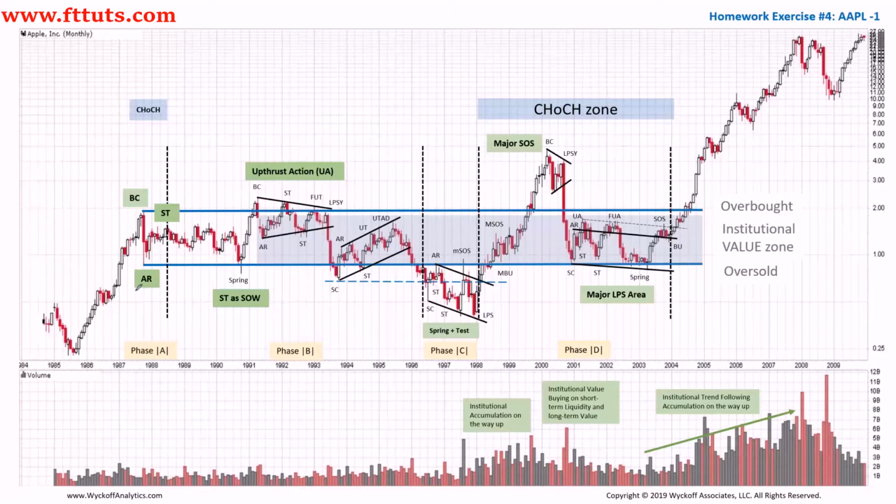Can we label automatic reaction as a shakeout? Yeah, you can definitely do this because, again, it doesn't influence your trade decision right here on the spring. So this could be a shakeout, automatic reaction, secondary test, and here's your phase A anyway. So it doesn't really matter that much.